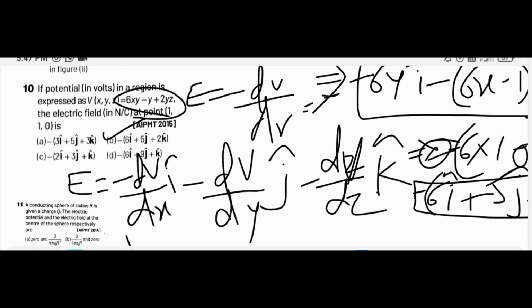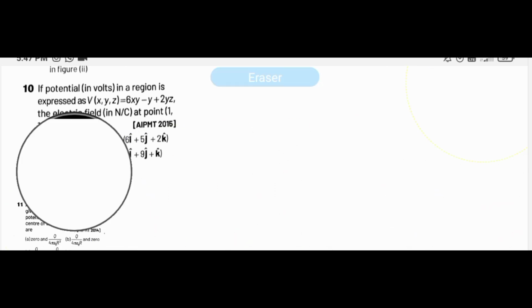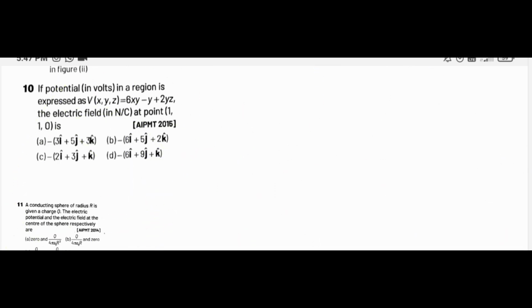Given electric potential, they are asking for the electric field. How are they related? Electric field is equal to minus dV by dr. Differentiate it, you will get the answers.